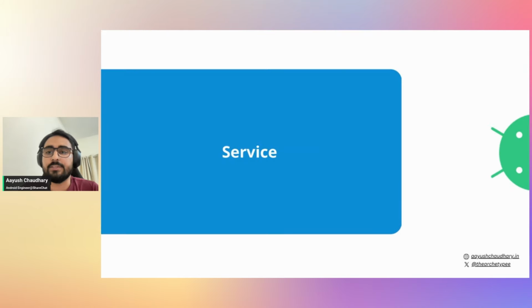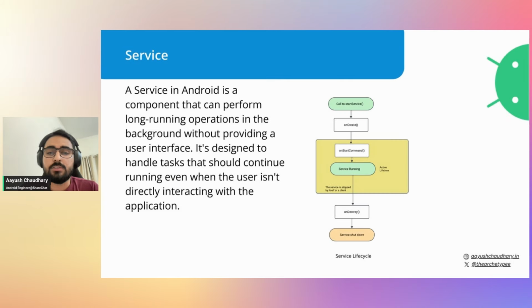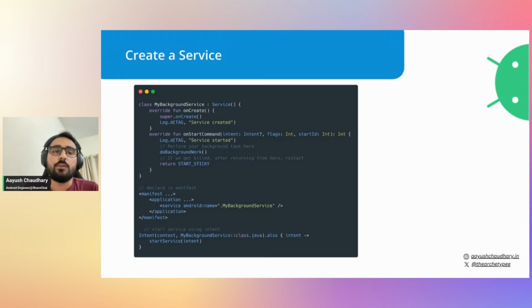So let's talk about service. Service, as I mentioned, is an Android component. It is designed to handle tasks that should continue running even when the user isn't directly interacting with the application. To create a service, you must create a class which extends the Android Service component. You then declare it in the manifest, and you can start the service with the startService method.